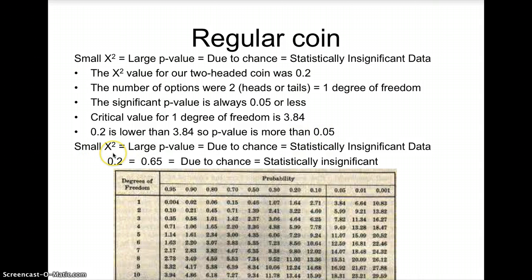So a small chi-squared value equates to a large probability value, a large probability that the null hypothesis is true. And our null hypothesis is that it was due to chance, which leads to statistically insignificant differences in the data. So 0.2 is a small chi-squared value, which gives you a large p-value, which says it's likely that it's due to chance and is statistically insignificant.